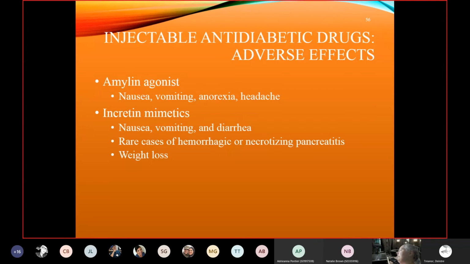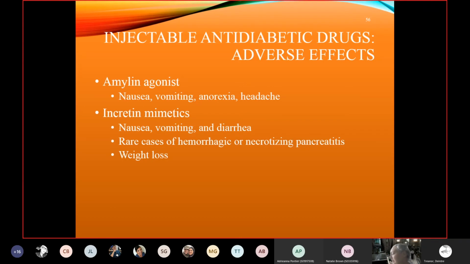Then side effects: amylin agonist, nausea, vomiting, anorexia, or headache. And the incretin mimetics, again, nausea, vomiting. Rare cases of hemorrhagic or necrotizing pancreatitis. Oh, doesn't that sound lovely? And weight loss. Now, with the incretin mimetics, there's also a black box warning, which is a major safety alert for the risk of developing thyroid C cell tumors. So that's also something to be aware of.